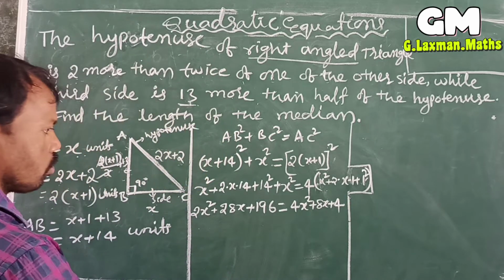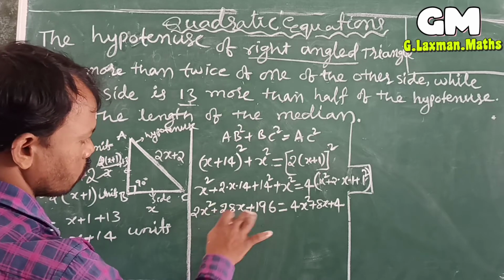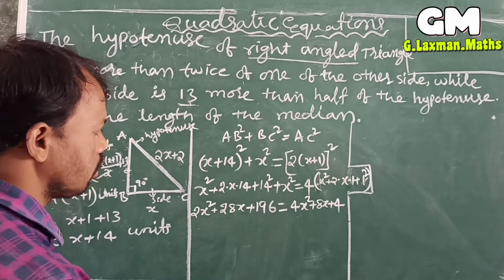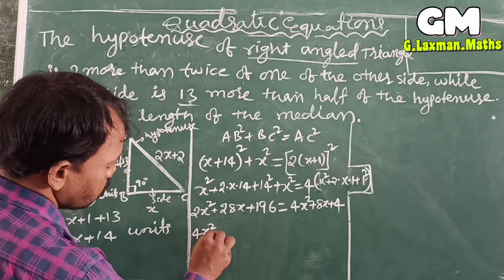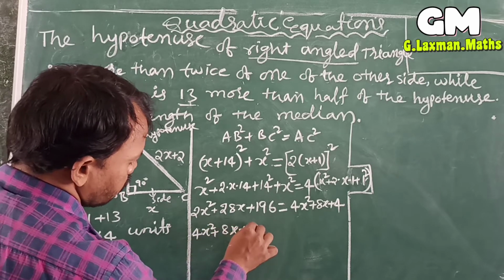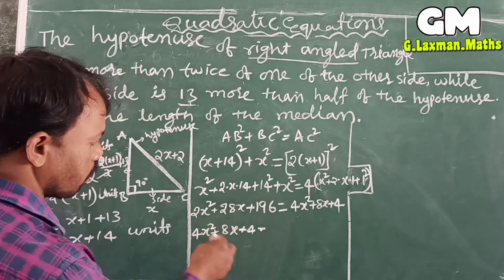Okay, now here the highest is 4x square, so all these terms bring to that side, just transpose to that side. You will get 4x square plus 8x plus 4, minus, all these terms will get minus.